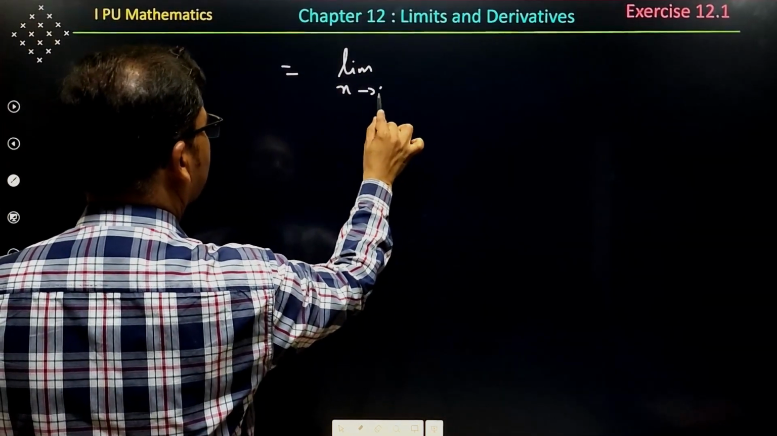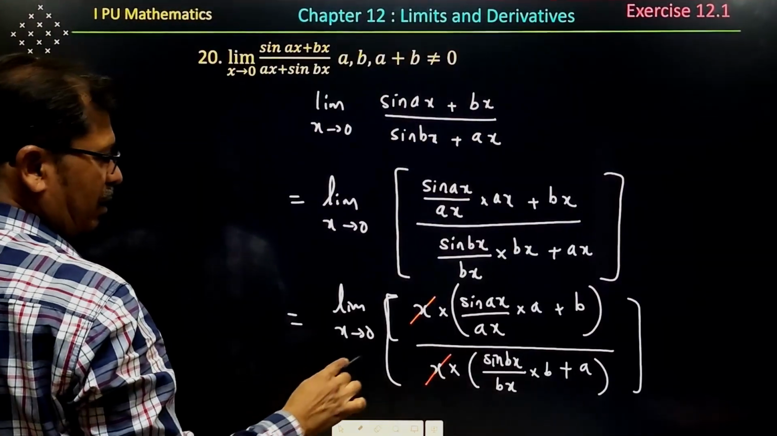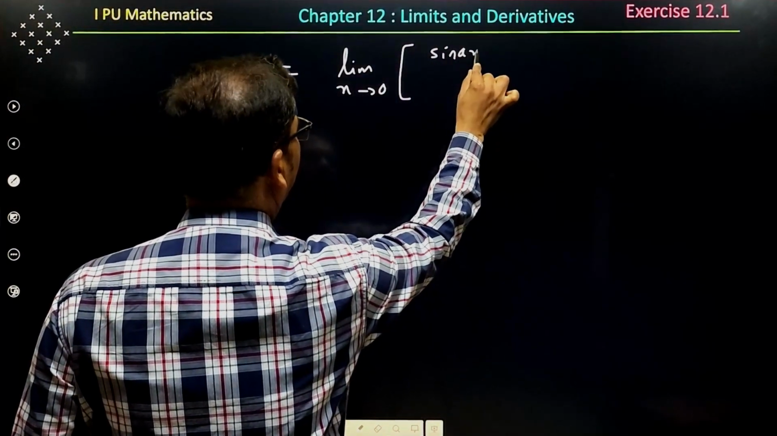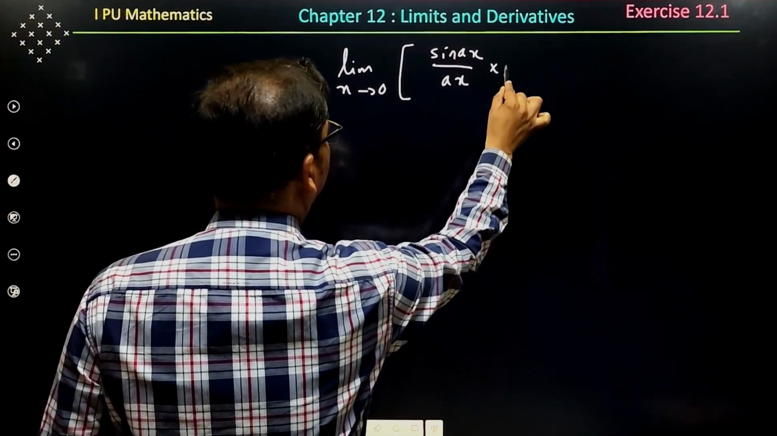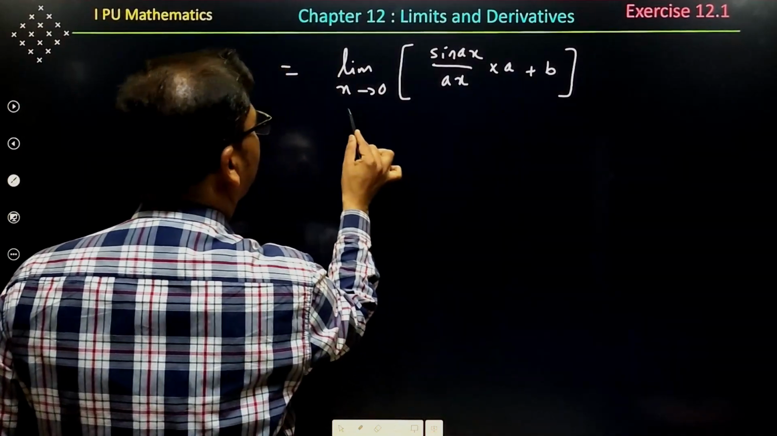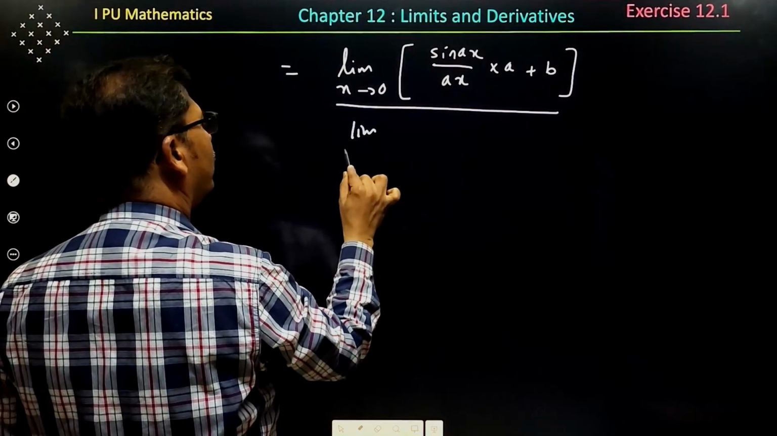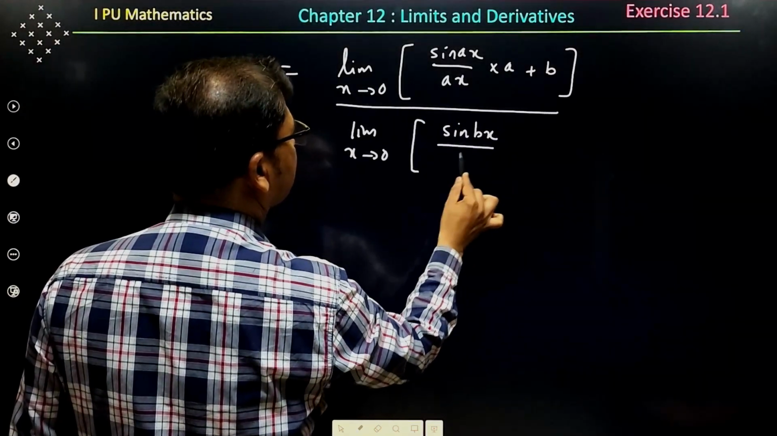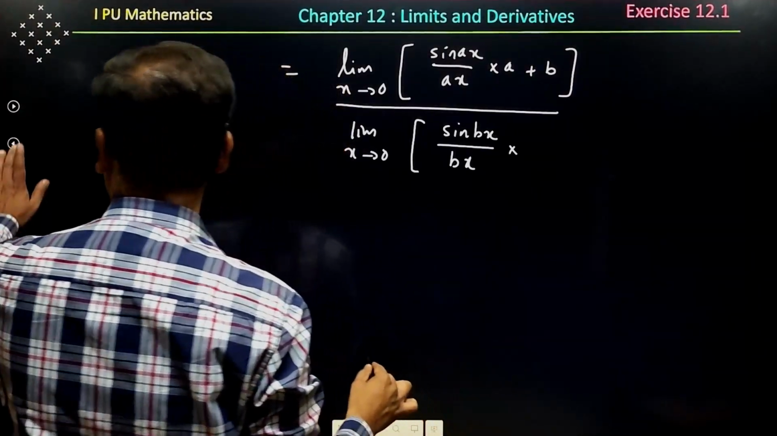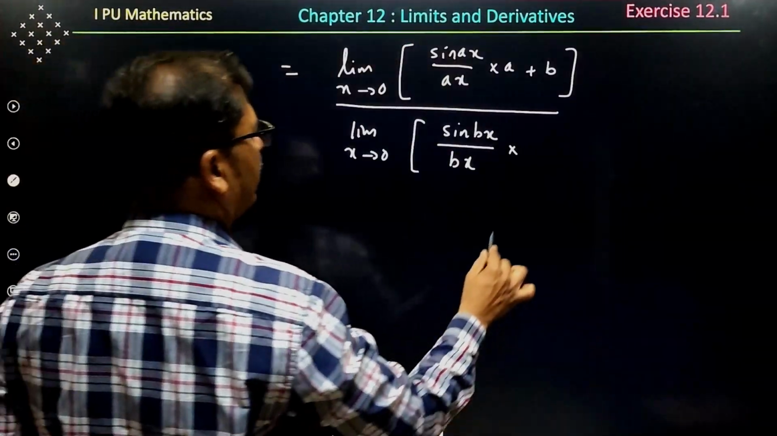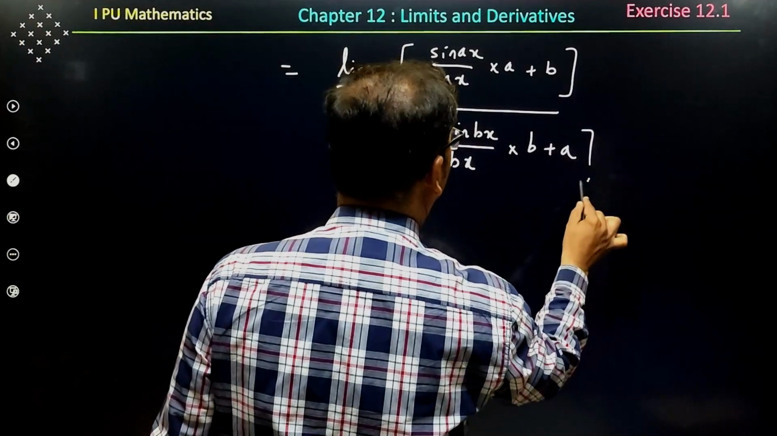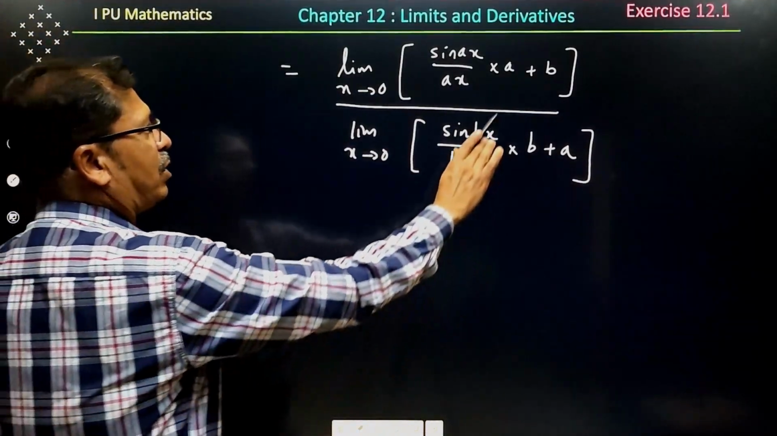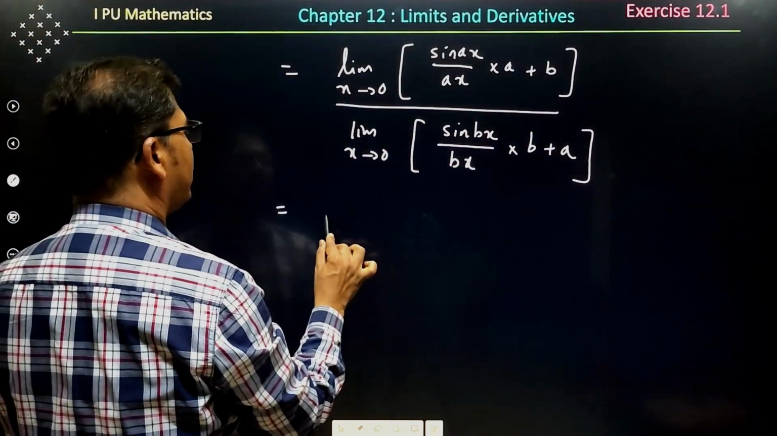Limit x tends to 0 is there in the bracket. Sin ax upon ax into a plus b, whole divided by limit x tends to 0, sin bx divided by bx into b plus a. B you write and then plus a. Please concentrate. You apply the limit to both the terms. It is a constant here. Rules of limits, recall that.